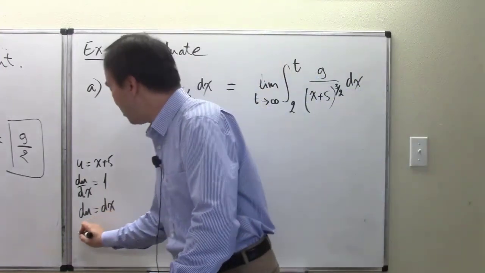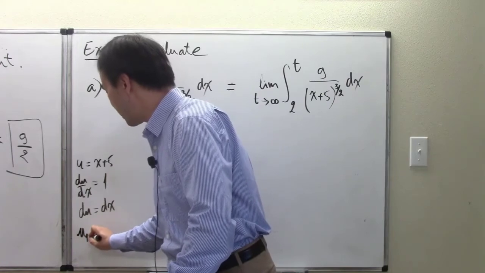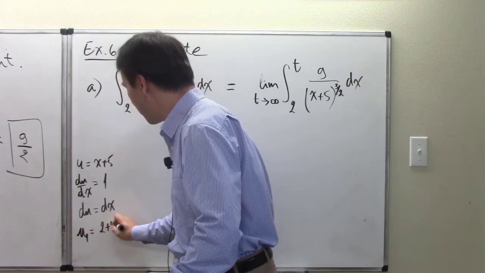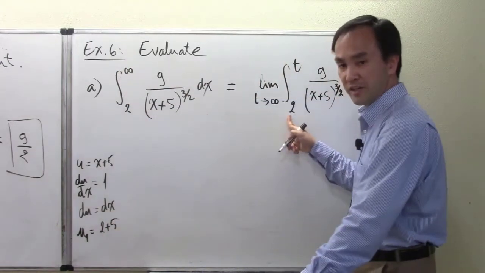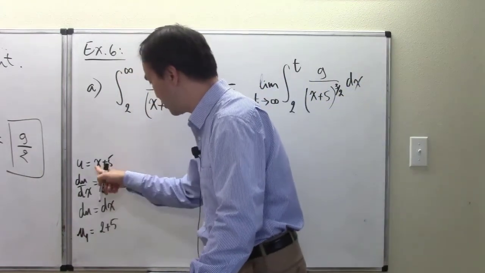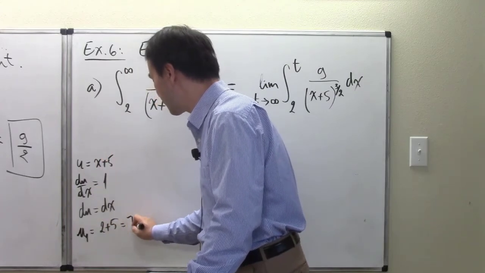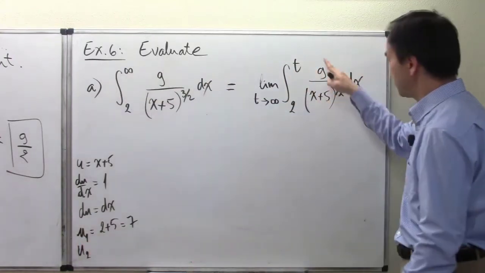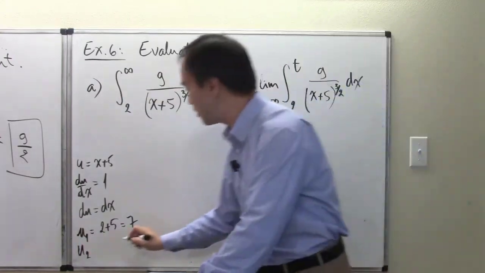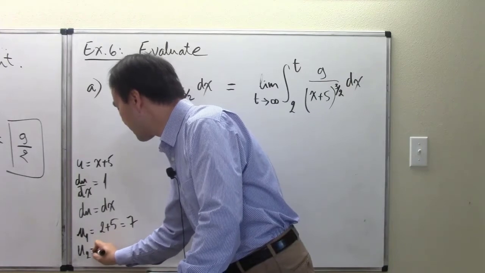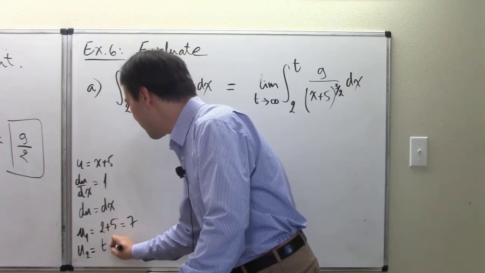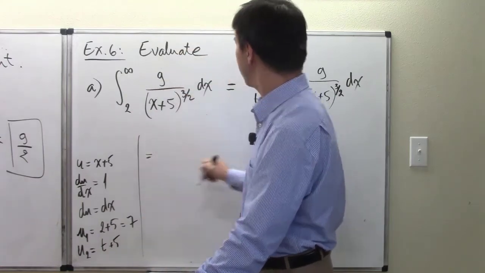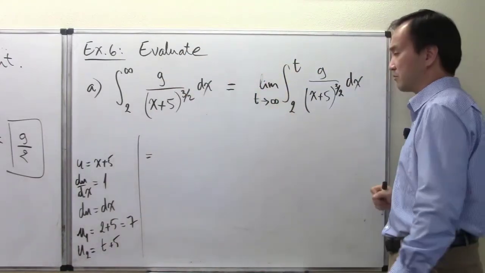Now my low limit in respect to the u variable, so I call it u1, is going to be 2 plus 5, because 2 previously is now substituted for the u expression, so 2 plus 5 equals 7. And then my u2, previously t in terms of the x variable, is going to be t plus 5. Okay, and so with this work right here, now I'm ready for really making the variable change, the substitution completely.